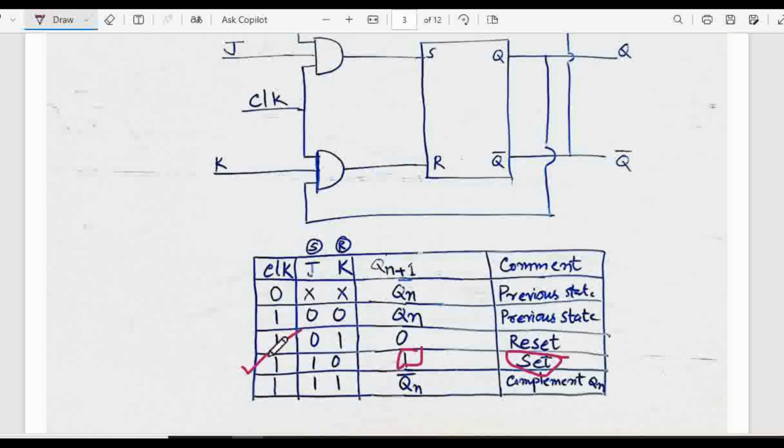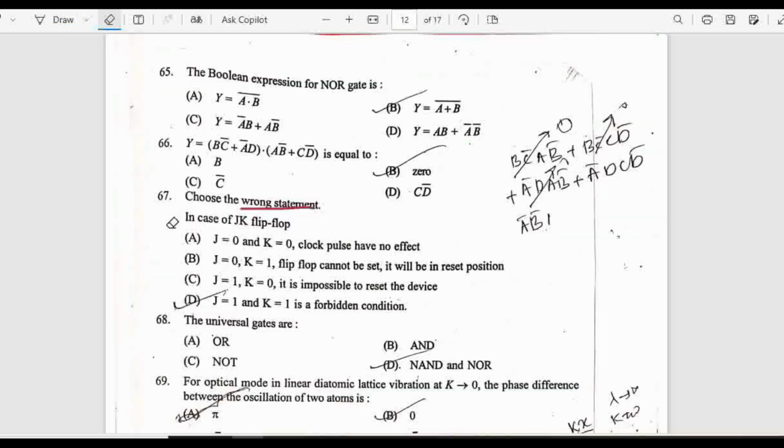To reset, you have to go through the upper condition. Then you can get 0 here, so it is reset. So option C is also a correct one. Now you see at j equal to 1, k equal to 1, option D, it is the forbidden condition.